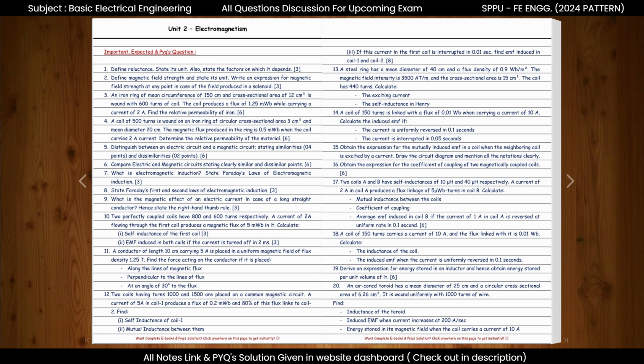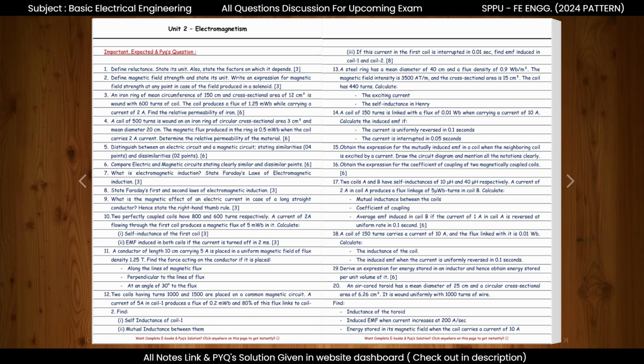Alright, let's move on to our next important topic, magnetic effect of electric current. From this topic, we can expect questions such as, what is the magnetic effect of an electric current in case of a long straight conductor, and state the right-hand thumb rule. When a current flows through a straight conductor, it produces a circular magnetic field around it. The direction of the field is given by the right-hand thumb rule, which says that if you hold the conductor in your right hand with the thumb pointing in the direction of current, then the fingers curl in the direction of magnetic field lines.